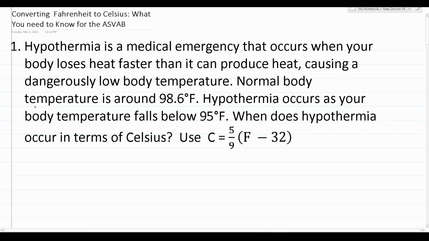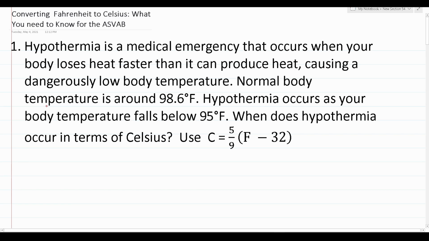And this first one, as you can see, says hypothermia is a medical emergency that occurs when your body loses heat faster than it can produce heat, causing a dangerously low body temperature. Normal body temperature is around 98.6 degrees Fahrenheit. Hypothermia occurs as your body temperature falls below 95 degrees Fahrenheit. When does hypothermia occur in terms of Celsius? Use Celsius equals 5 over 9 times Fahrenheit minus 32.